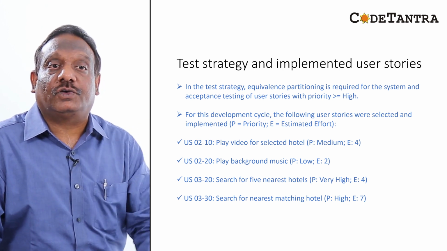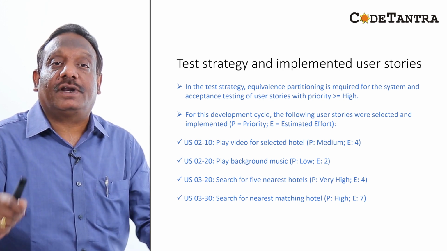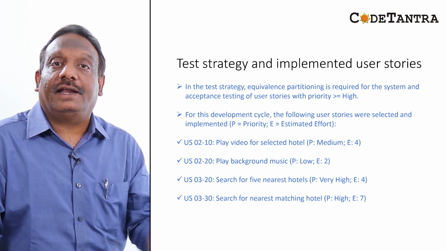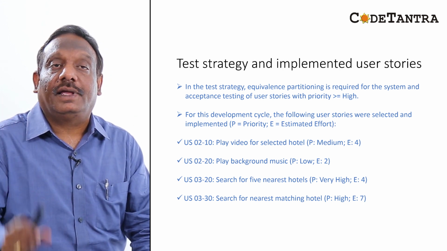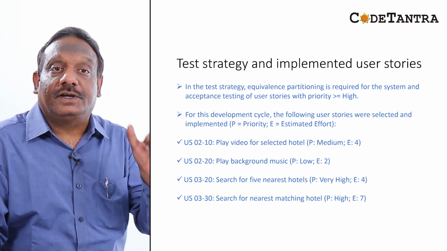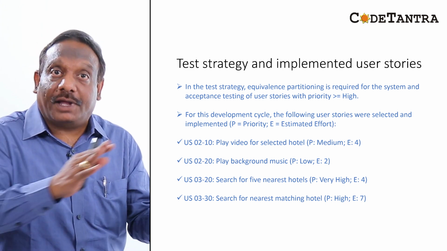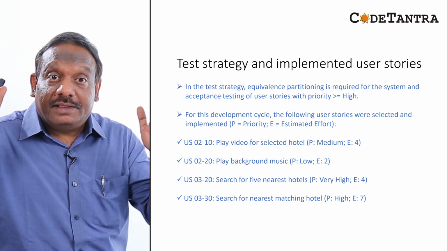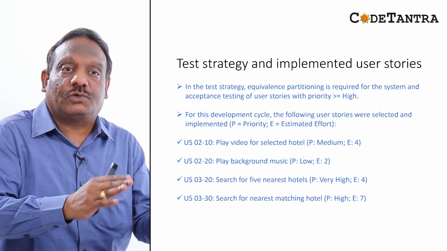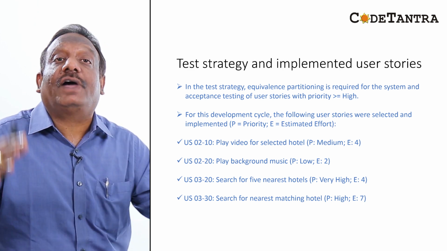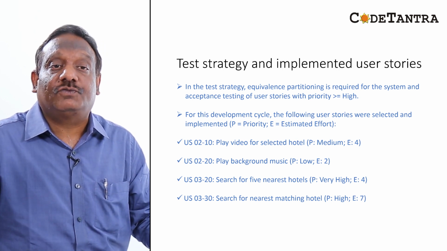So what are those user stories? The first user story, 210, is play video for selected hotel, and the priority is medium and estimated effort is 4. The second user story is 220, that is play background music, and the priority is low and the effort estimated is 2. And the user story 320 is search for 5 nearest hotels, and the priority is very high and estimated effort is 4.